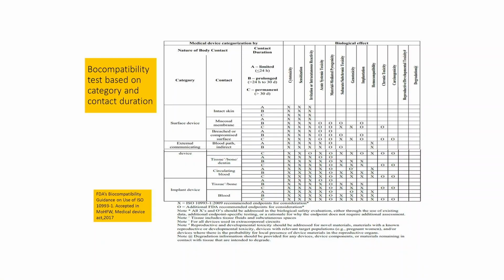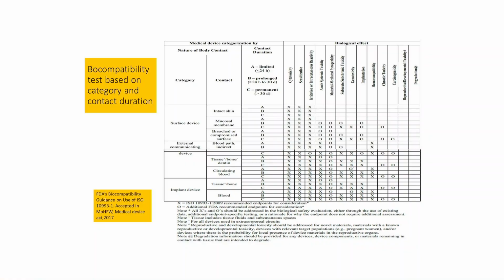The X corresponds to the ISO 10993 recommended endpoints for consideration, right? And the ones with the O symbol are additional recommended endpoints for consideration by the FDA, which is the Food and Drug Administration of the US. Many of the clinical testing norms in India and other countries are also adaptations of the FDA norms, with certain relaxations based on the country. And a few of the things may not be relaxed at all. They may be more stringent.